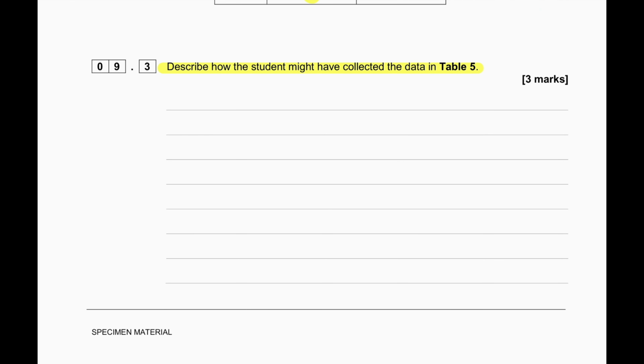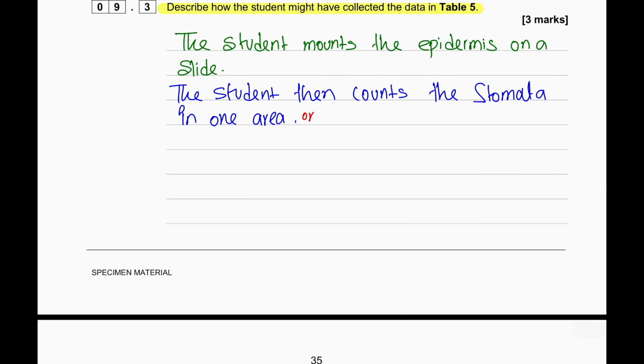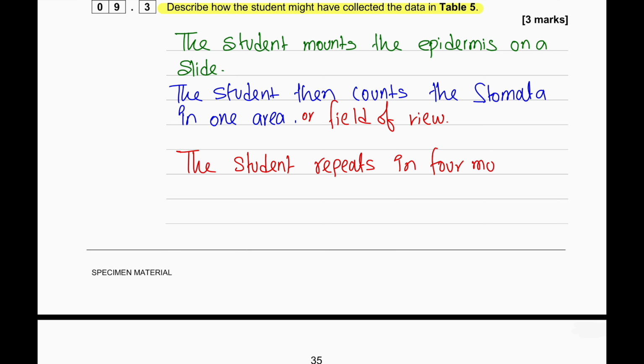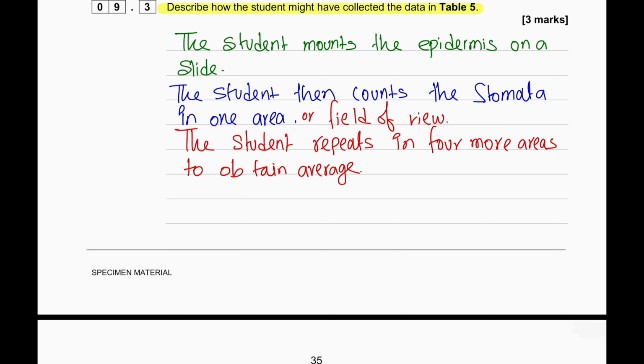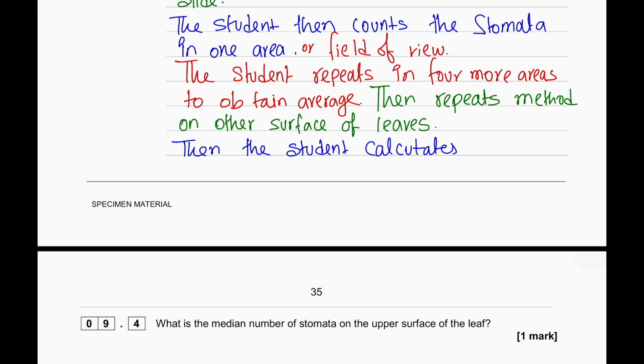First of all, the student will mount the epidermis on a slide. Then the student will count the number of stomata within the field of view and repeat the same process for 4 more areas within the same sample, and then repeat the method on the other surface of the leaf, for example either the lower epidermis or the upper epidermis, and then for each surface the student will calculate an average.